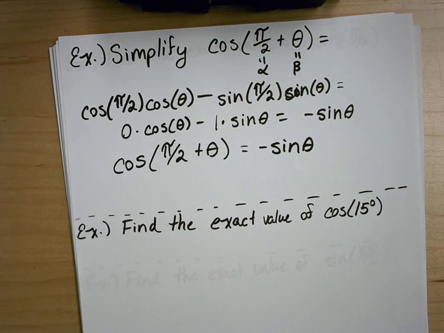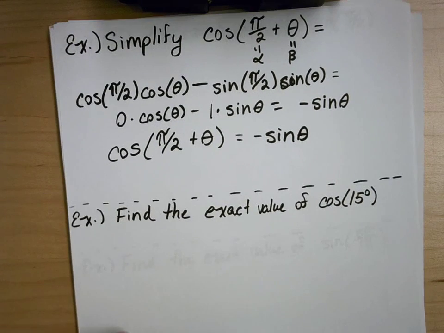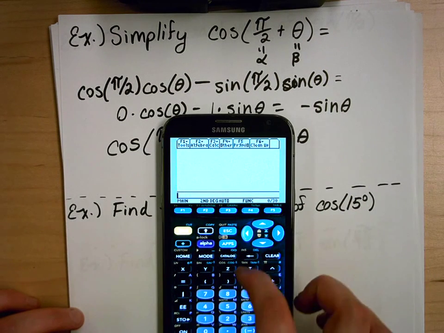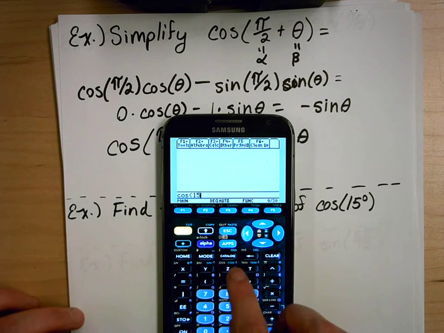Another way we can use sum and difference formulas is to find the exact value of cosine of 15 degrees. What do I mean by that? We know we can just enter that into our calculator. So let's enter that in. Let's do cosine of 15 degrees.